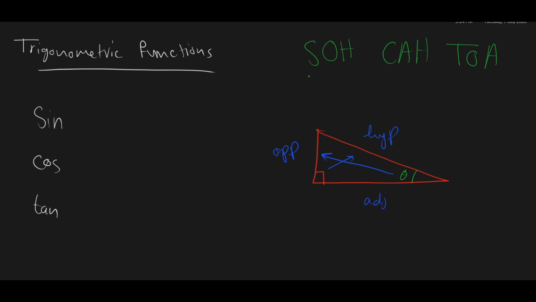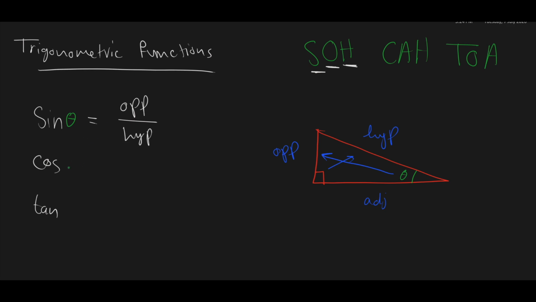So S in the first part here stands for sine. So sine of theta, let's draw theta here, because we are taking the sine with respect to theta. So sine with respect to theta is equal to O, which stands for the opposite, divided by H, which is the hypotenuse. So it's going to be the opposite divided by the hypotenuse.